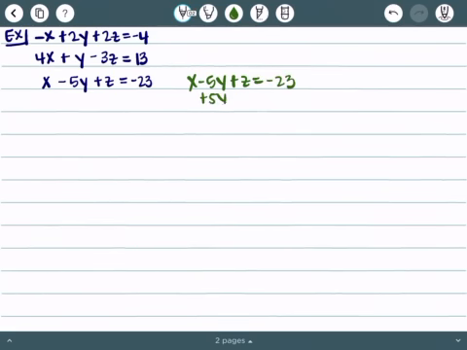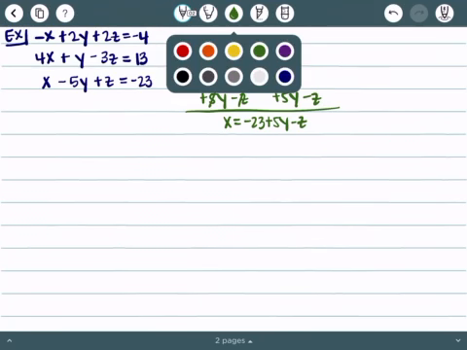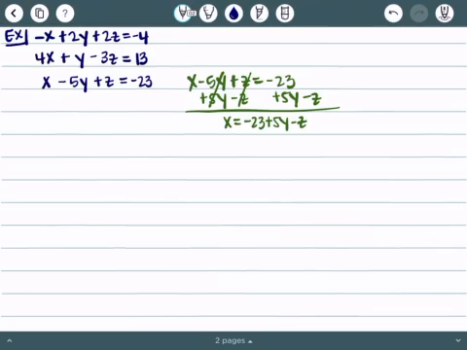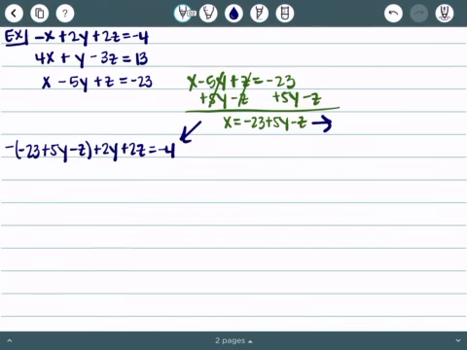So then I'm going to just add 5y and subtract my z all in one motion. So x equals negative 23 plus 5y minus z. Then we're going to make the corners of our diamond, and that's where we're plugging in this x to our other equations. So to the top equation on the left, I'm going to have negative x, but instead of x, I'm going to put negative 23 plus 5y minus z, plus 2y plus 2z equals negative 4.